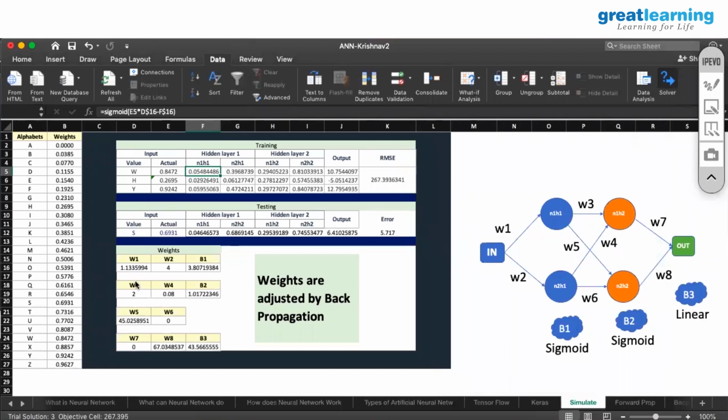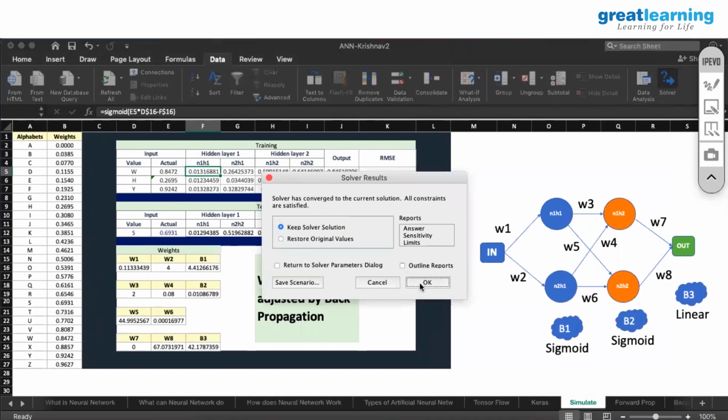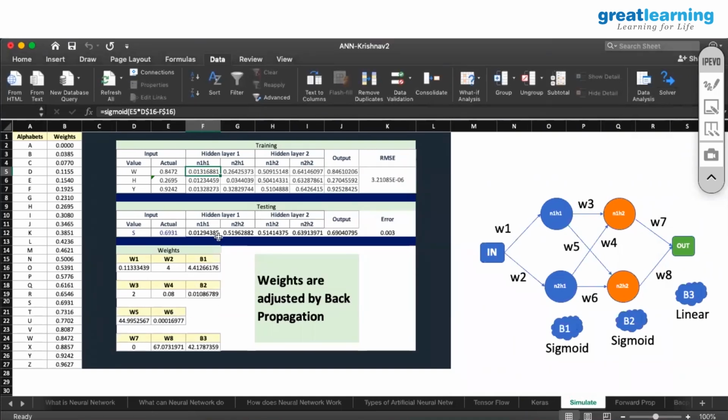It'll take some time, but you observe the weights changed. And when the weights are changing, now look at my RMSE. From 5,000 odd, it has come down to almost 0. Do you agree? 3.2 into 10 power of minus 6 is almost 0. And look at my output now, and look at my input now. Can I say they are almost in sync?